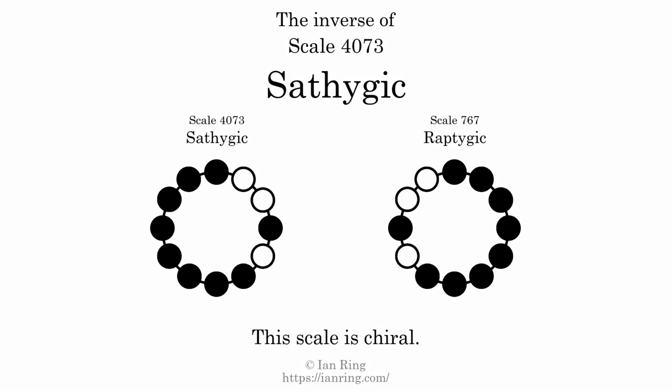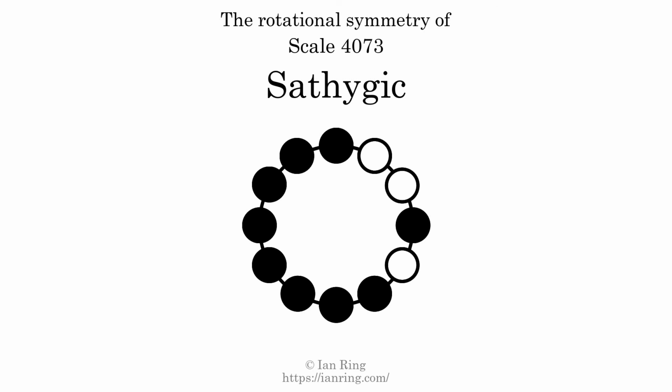The inverse of a scale is a mirror image. It is what you get when the sequence of intervals is reversed. The inverse of this scale is scale 767, also known as Sathygic. This scale is chiral. It cannot transform into its inverse by rotational transformation. This scale has no rotational symmetry.